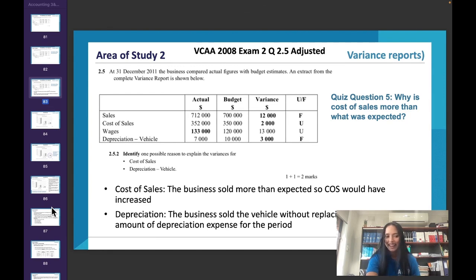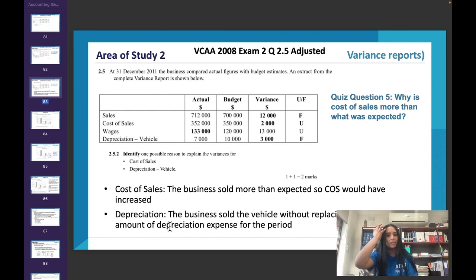So basically, with cost of sales, the business sold more than what was expected, and so cost of sales would be more than what was expected because sales and cost of sales is kind of like a ratio. If sales goes up, cost of sales goes up. If sales goes down, cost of sales goes down. So actually, even though a higher cost of sales is considered an unfavorable variance financially, it's actually good for the business because more cost of sales means more sales, which means that the business received higher revenue.